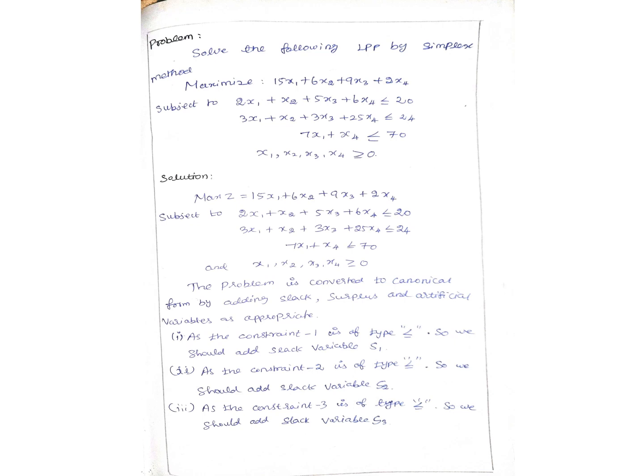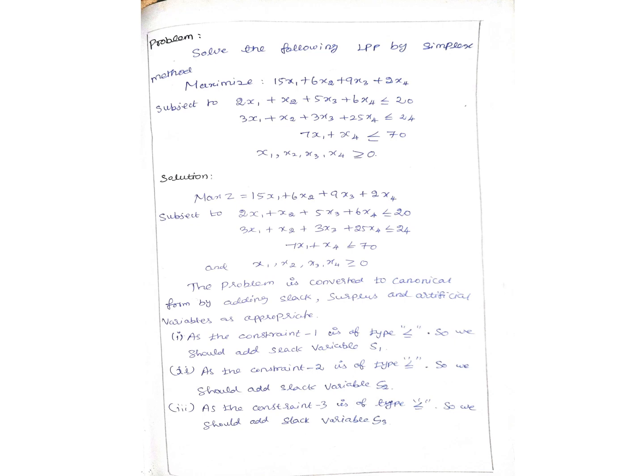See the problem. Solve the following LPP by Simplex method. So this is the maximization problem. Maximize Z is equal to 15x1 plus 6x2 plus 9x3 plus 2x4 and subject to the constraints.